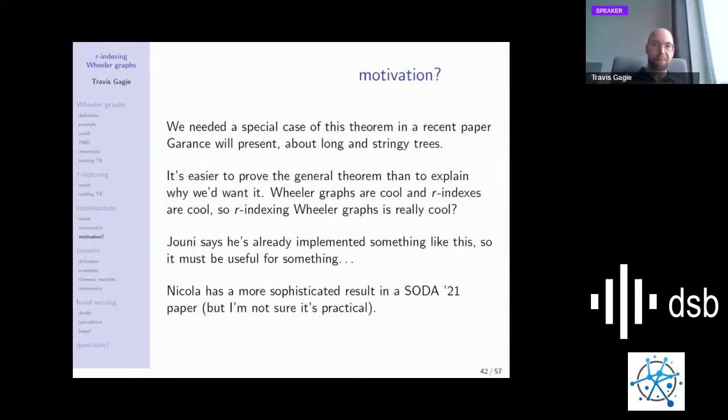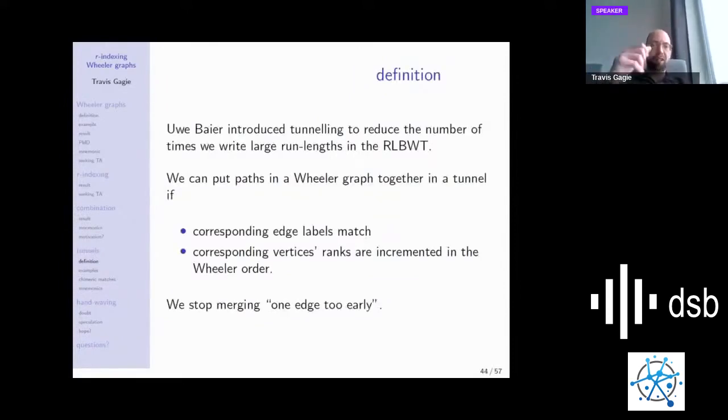Not sure that's practical. So I want to talk about tunneling, which isn't my idea. It's from Uwe Baier. Uwe introduced tunneling to reduce the number of times we need to write large run lengths in a run-length compressed Burrows-Wheeler transform. We can put paths in a Wheeler graph together in a tunnel. So you take a Wheeler graph and you squish it. You can take 2 paths and squish them together if the corresponding edge labels match and the corresponding vertices' ranks are incrementing in that Wheeler order. And you do this, but you stop 1 edge earlier than you would think.